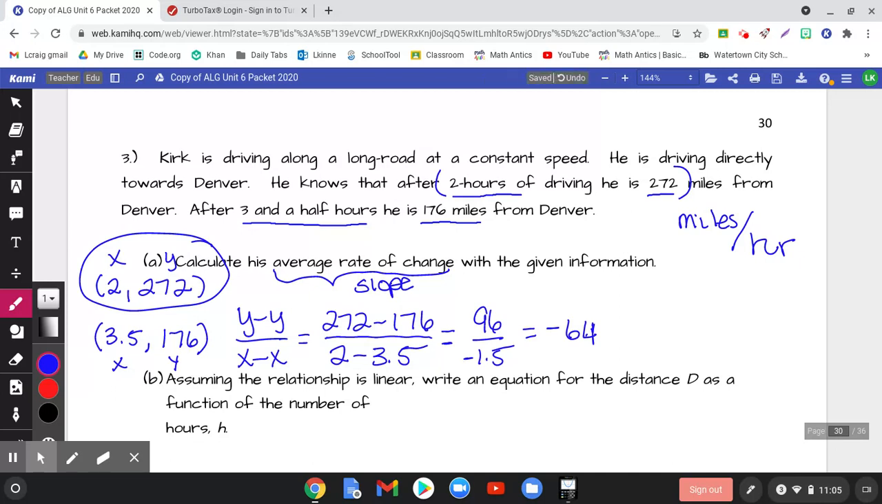But if we're talking about what his actual speed is, you don't want to keep the negative on. It'd be 64 miles per hour.